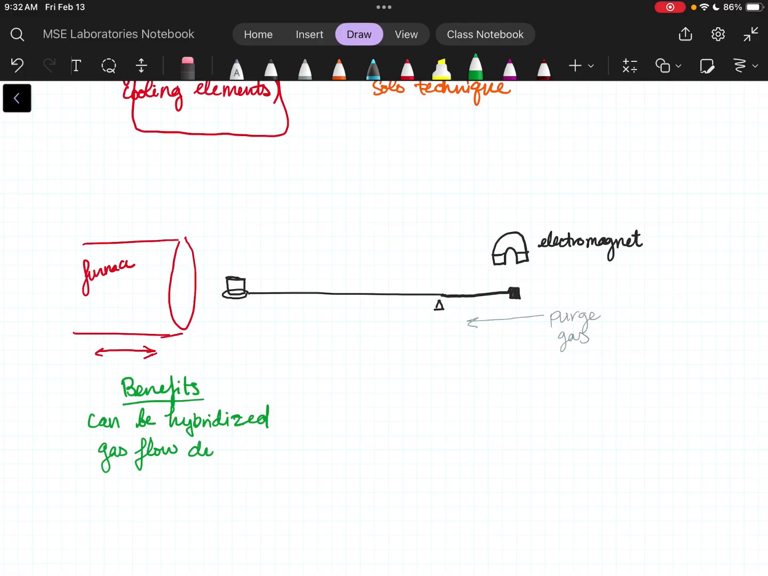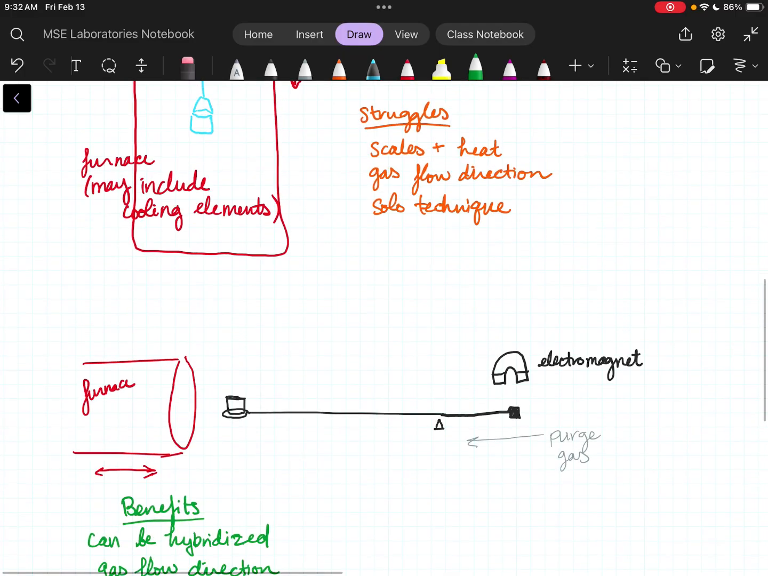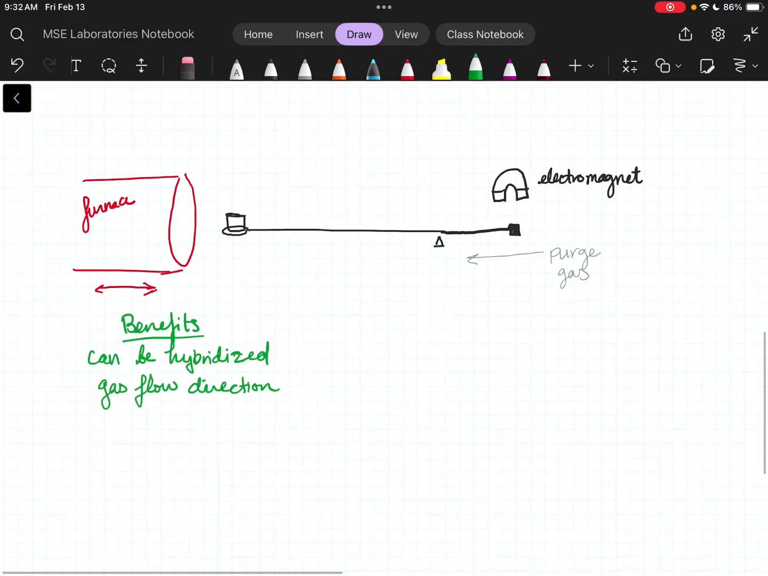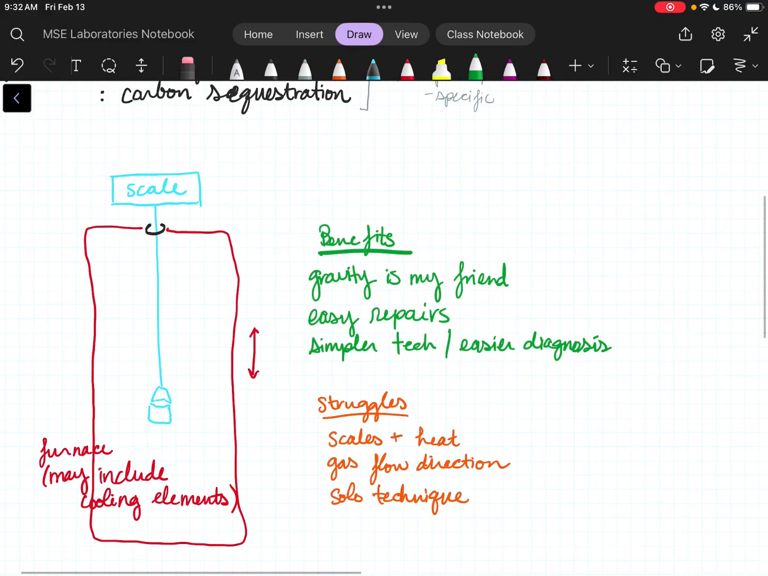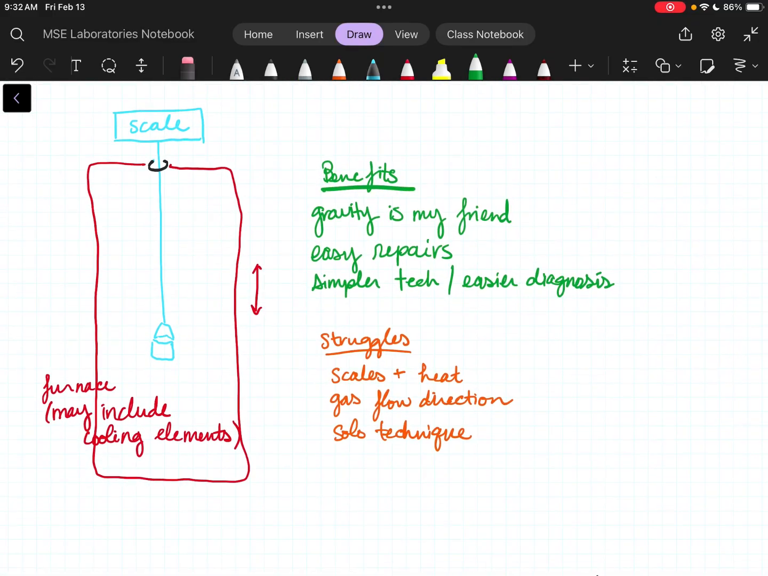I'm not going to call it N2, although we do normally run in nitrogen for a lot of the work that we end up doing. This would be purge gas. So we've got our purge gas flowing over, and then our furnace can close over top of the specimen. And same thing, if you've got a fan or liquid nitrogen, you could also incorporate that into this.